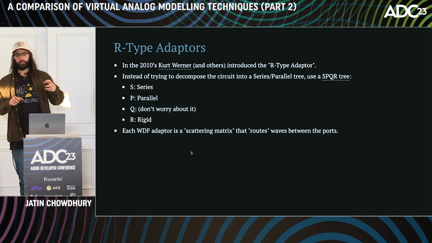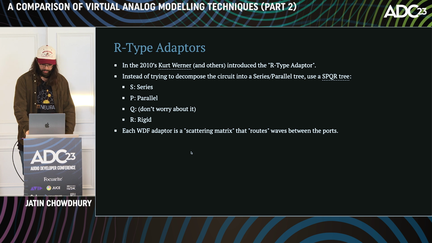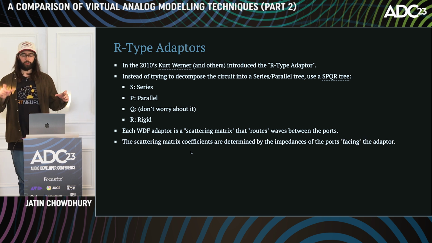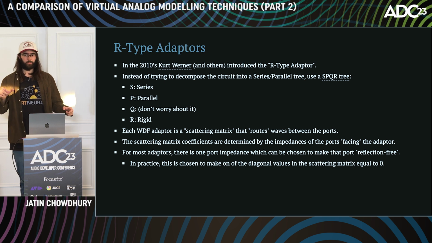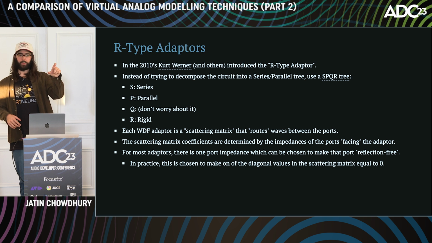You take your 3 input waves as a vector, you multiply them by your scattering matrix, you get 3 outgoing waves. And so the way you determine your scattering matrix coefficients is by looking at the impedances of the ports that are facing your adapter. And usually we have one port that we want to make what we call reflection free. And all that means is that the scattering matrix along our diagonal is going to have one element that is 0. So if the first port is reflection free, the top left diagonal value of our scattering matrix is going to be 0. We'll see that in a second.